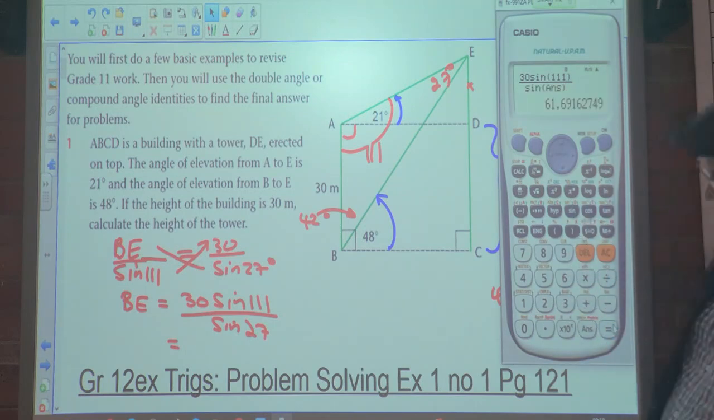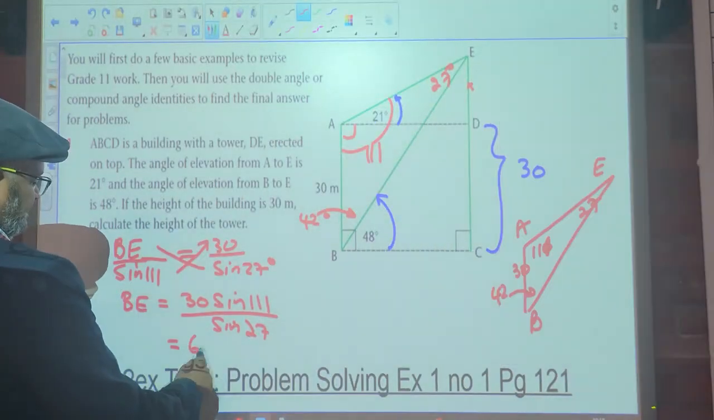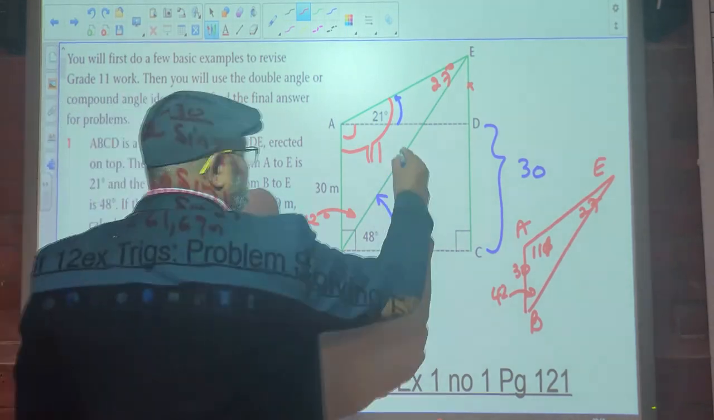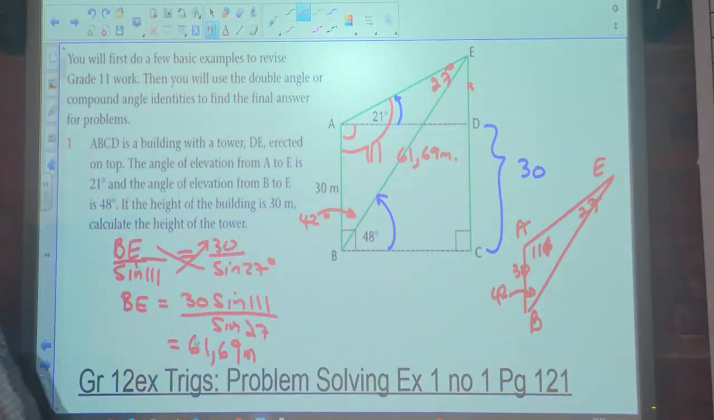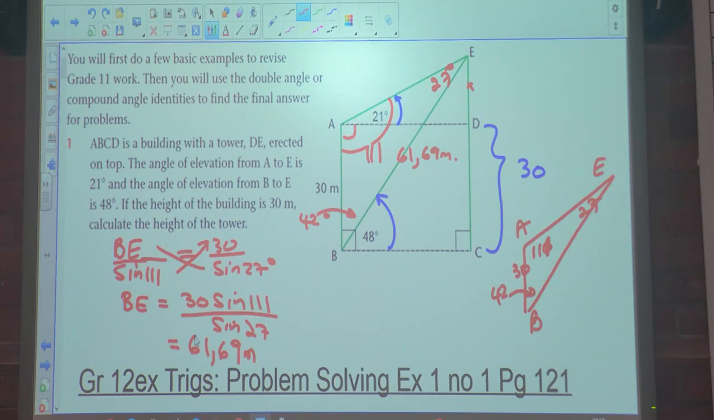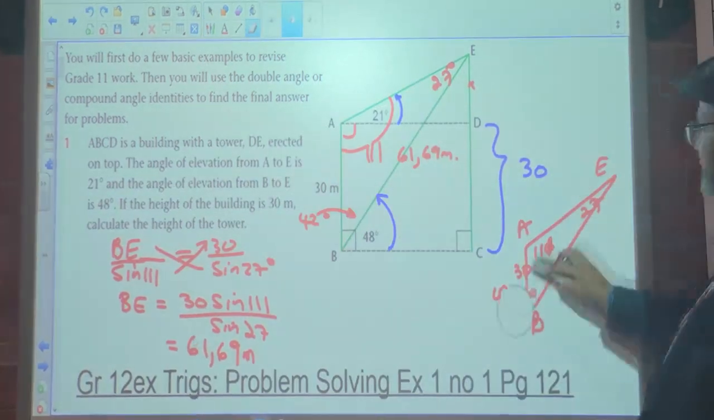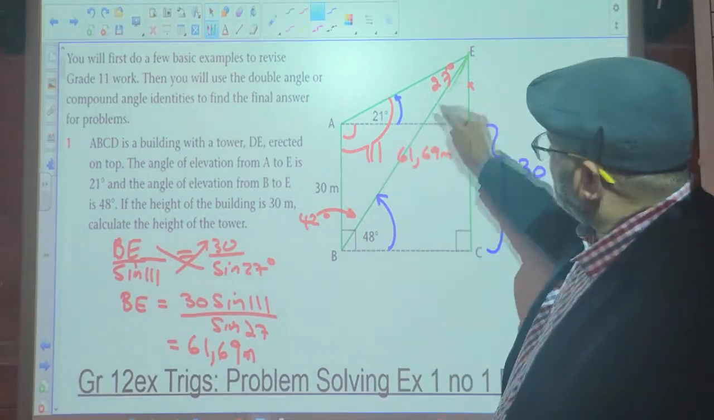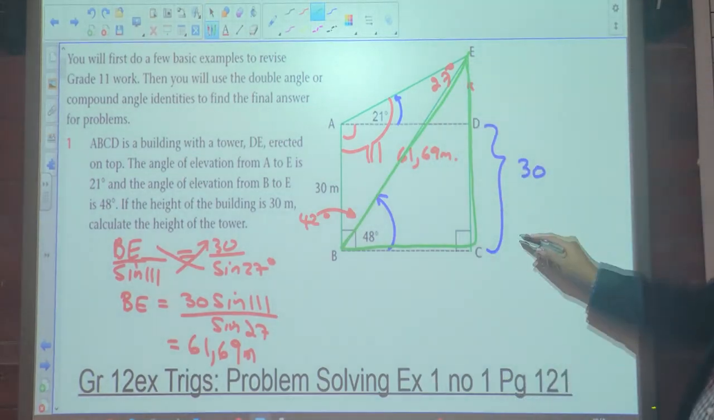That's going to give you an answer of 61,69 meters. So this length here is 61,69 meters. Okay, you guys understand? But have you answered the question? No. Then let's look at the other triangle now. Let's look at this triangle here.